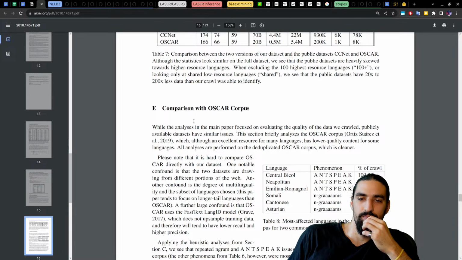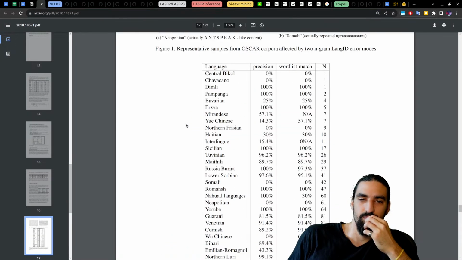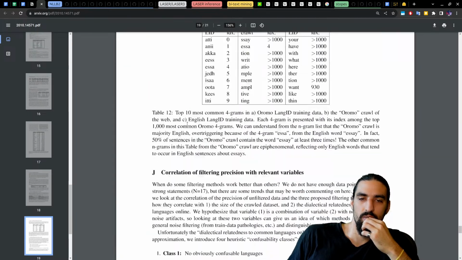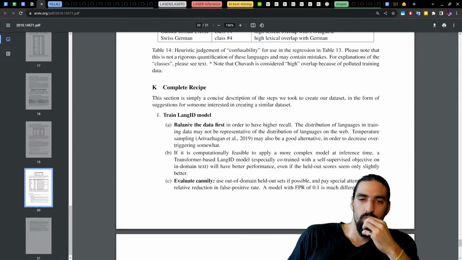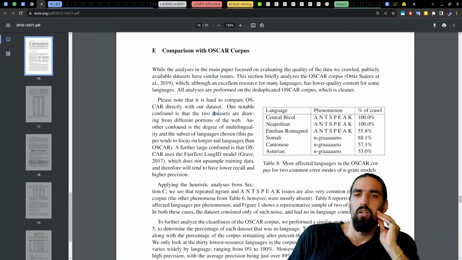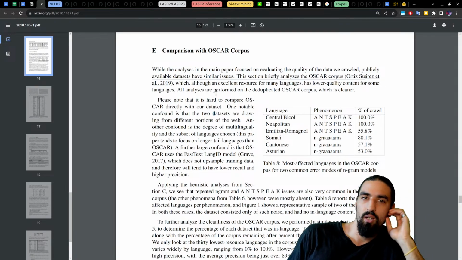Okay, comparison with Oscar, notes on curated word lists. Let's skim through this. While the analysis in the main paper focused on evaluating the quality of the data we crawled, publicly available datasets have similar issues. This section briefly analyzes the Oscar corpus, which, although an excellent resource for many languages, has lower quality content for some languages.